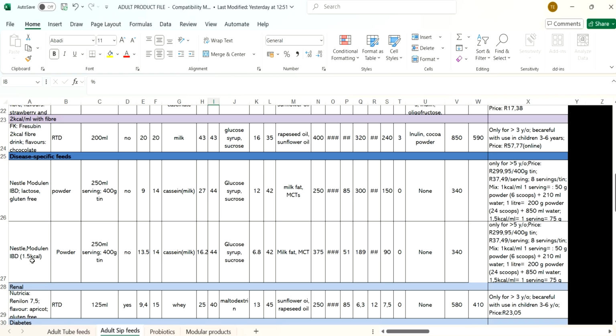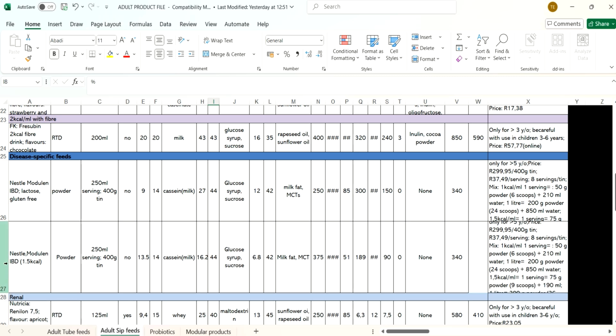So I know exactly, okay, if I need to use Modulan IBD, but my patient is not eating that well, so I want to try and use a more energy dense approach or more energy dense feed. So I'm going to choose to mix it using the 1.5 kcal per mole so that I get more energy, more protein, for example, per 100 moles.